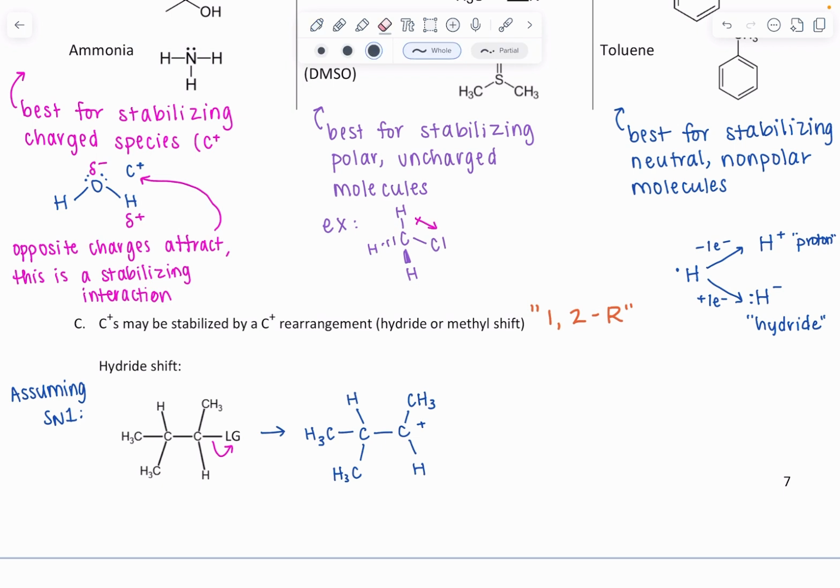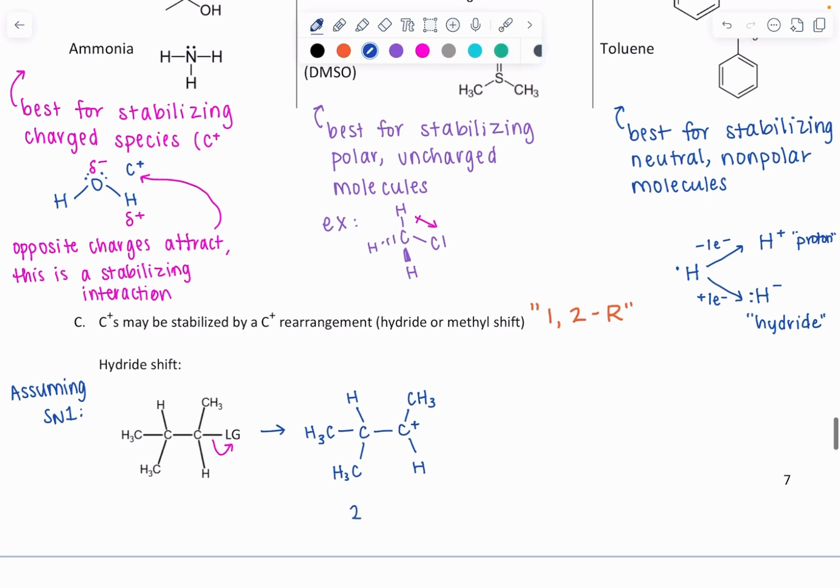All right, there's our carbocation right there. If we were in class, I'd ask you to tell me if this is a primary, secondary, tertiary, or carbocation stabilized by resonance. Well, the carbocation itself is bonded to 2 other carbons, so that makes it a secondary carbocation.